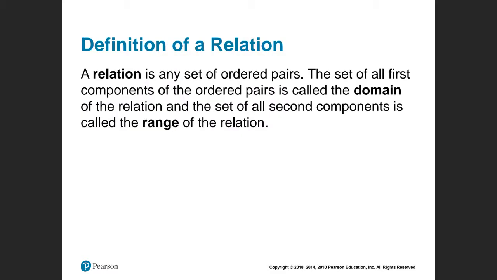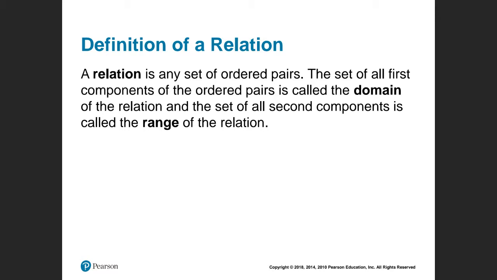Now we talk about the definition of a relation. A relation is any set of ordered pairs. The set of all first components of the ordered pairs is called the domain of the relation, and the set of all second components is called the range of the relation. Remember, domain is the first component, range is the second component. Just remember that one.